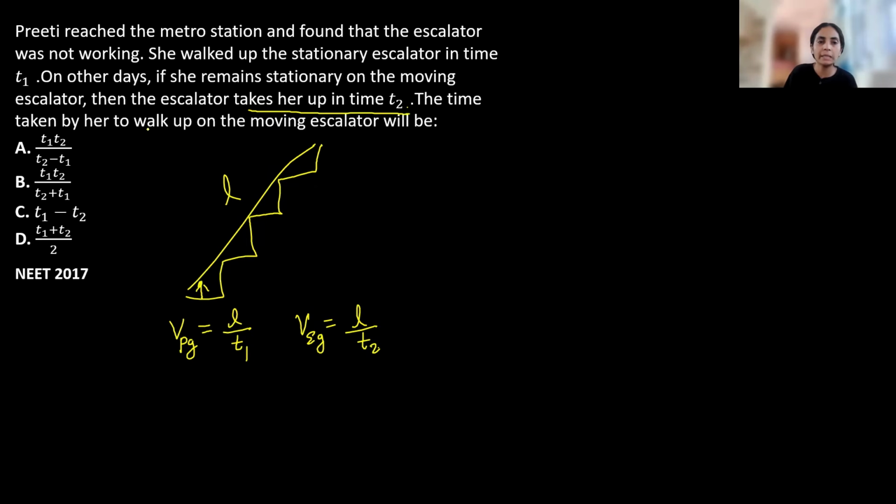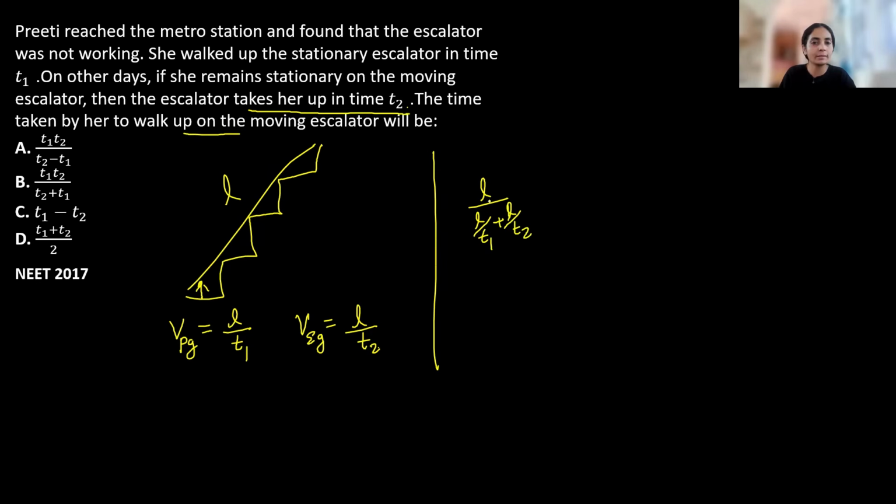Done. The time taken by her to walk up on the moving escalator. So on the moving escalator she is walking, meaning she is also utilizing her own velocity. So overall, because of both velocities, that person will be able to climb up the escalator. So quite a logical question. So now that Preeti is having both velocities, I mean this is your L by t1 also and L by t2 also.